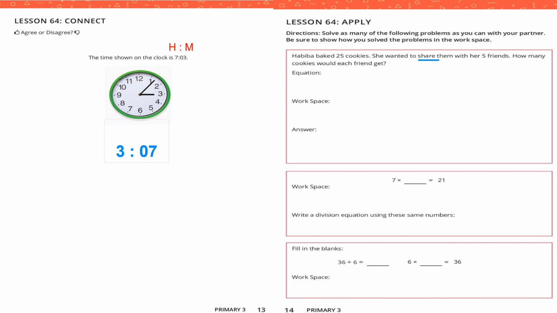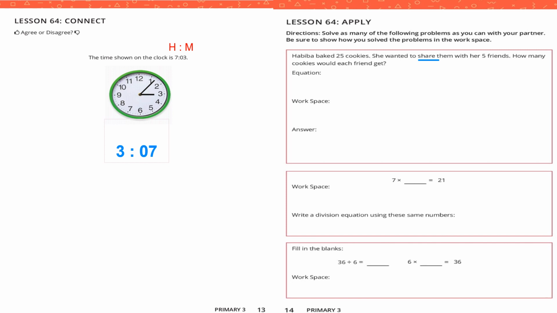Lesson 64, the apply part. Solve as many of the following problems as you can with your partner. Habiba baked 25 cookies. She wanted to share them with her 5 friends. So the total is 25 cookies. Share means divide, means distribute, okay? So she wants to distribute between 5 friends equally. How many cookies would each friend get?